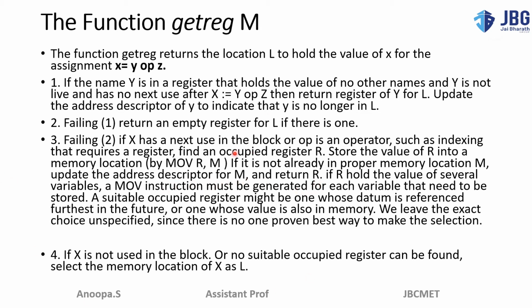So this case occurs when we do not have any free register. If R holds the value of several variables, a move instruction must be generated for each variable that needs to be stored. A suitable occupied register might be one whose datum is referenced furthest in the future, or one whose value is also in memory. We leave the exact choice unspecified since there is no one proven best way to make the selection. Now, if x is not used in the block, or no suitable occupied register can be found, select the memory location of x as L.